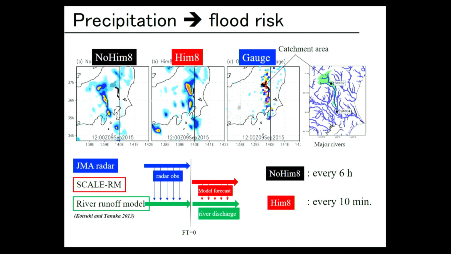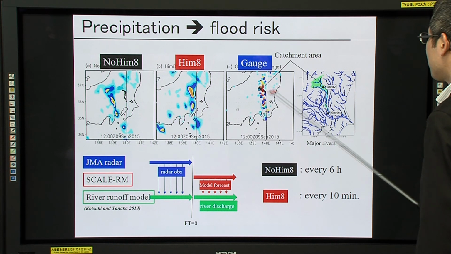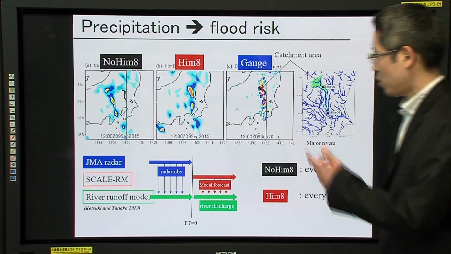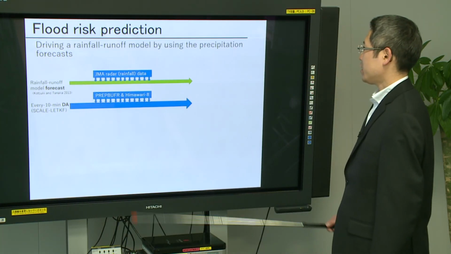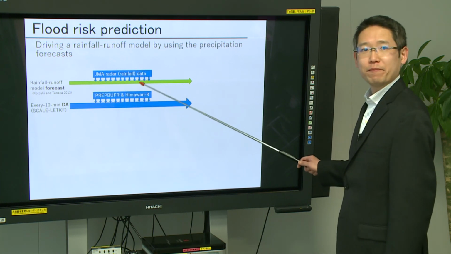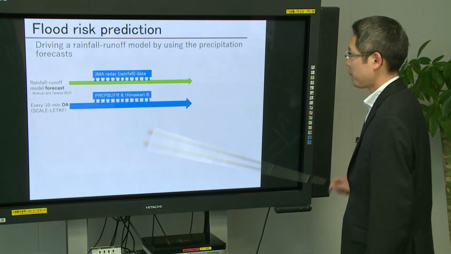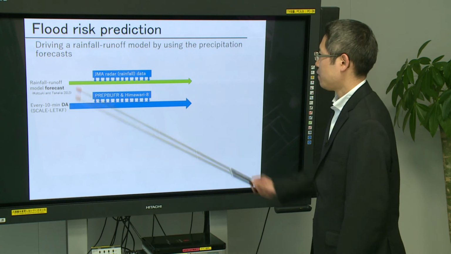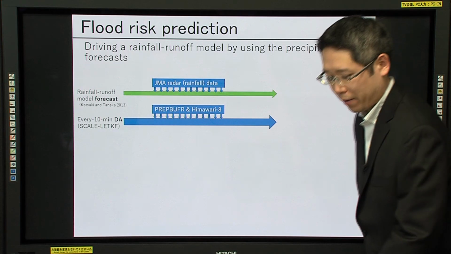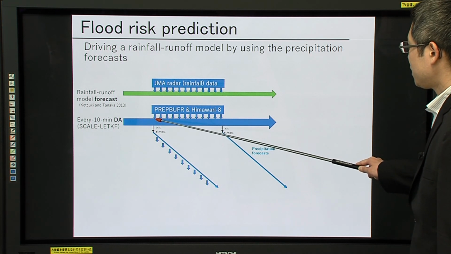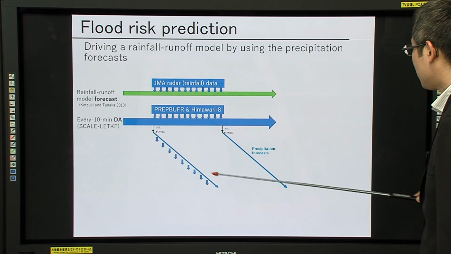We tried to predict the flood risk by running the river runoff model. So this is the river catchment area. So we calculate the amount of the rain falling into this catchment area and run the river runoff model. So what we did is like this. We have the runoff model using the observed radar data as an input, so we can produce the best possible river flow forecast. And we also run the prediction from the SCALE-LETKF system, and that produces the rain patterns. So we can take the initial condition from this SCALE-LETKF system, and this initial condition can run the forecast of precipitation.